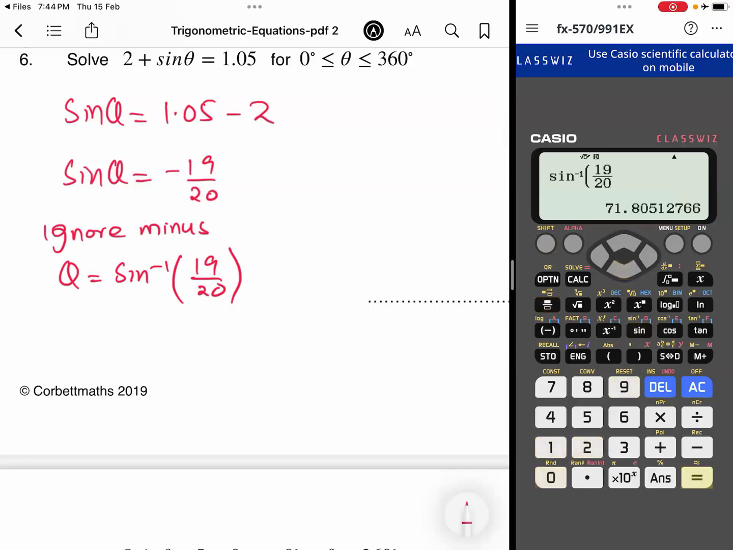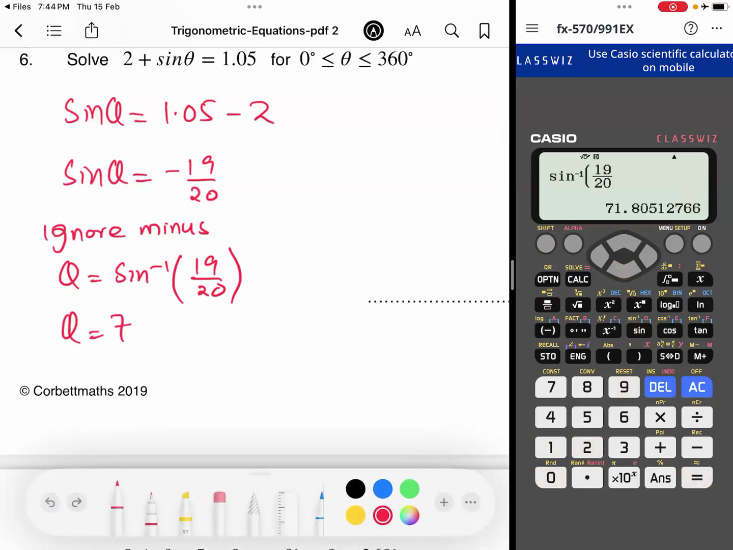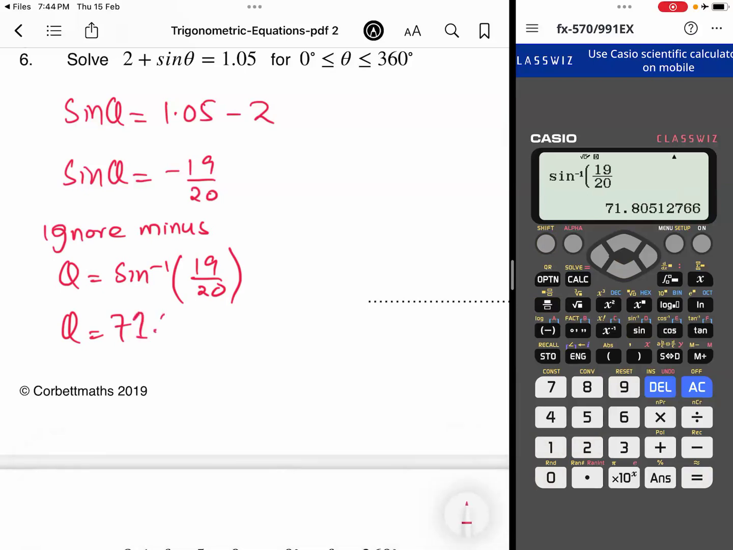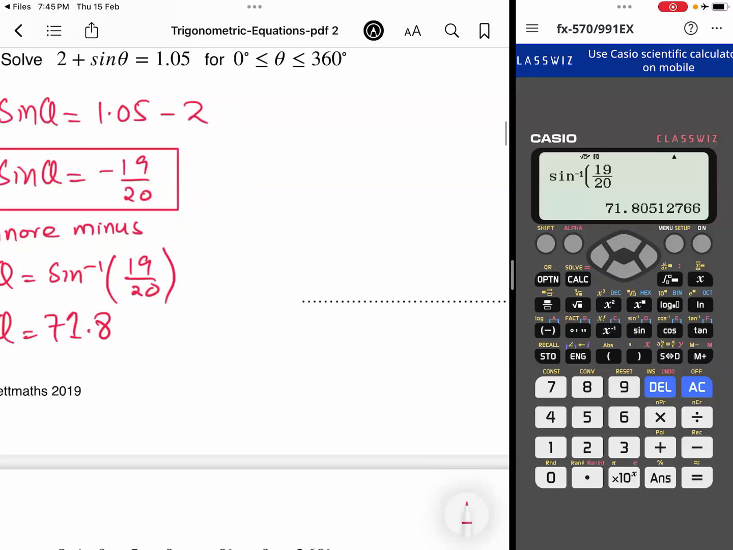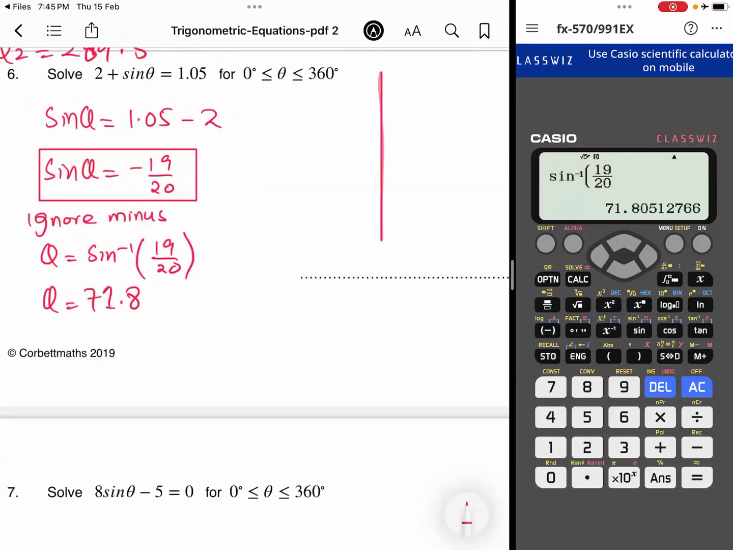So shift inverse sine inverse fraction 19 divided by 20. Alina, आवाज आ रही है बेटा? Theta is equal to 71.8. जी सर। But this is not my answer because my sine theta is negative. Yes or no? So I will draw plus to get two negative answers for sine. All, sine, tangent, and cos.